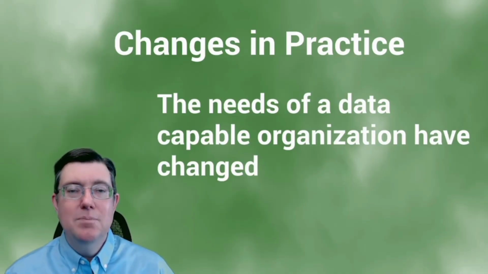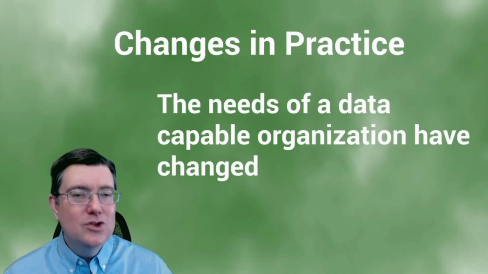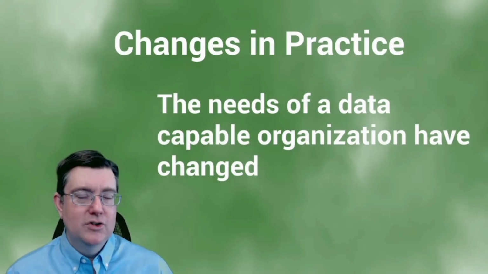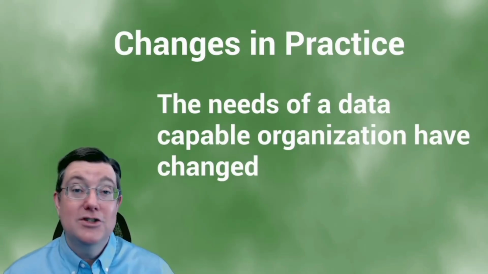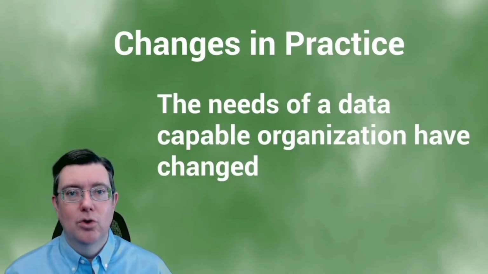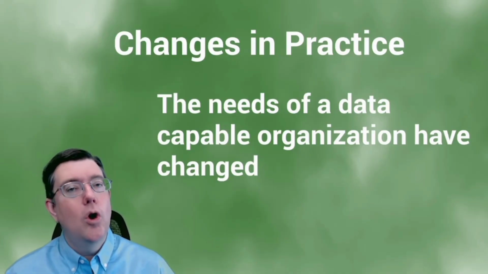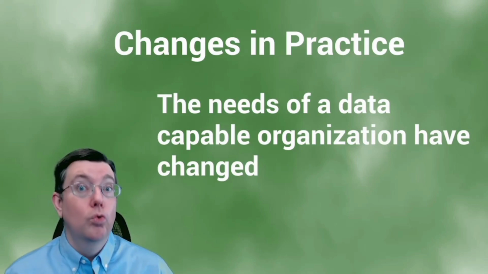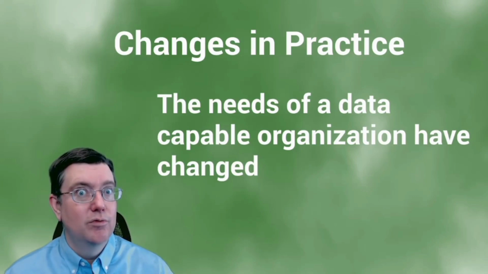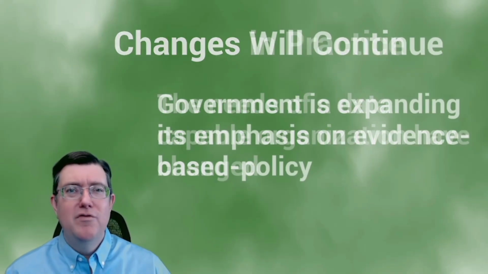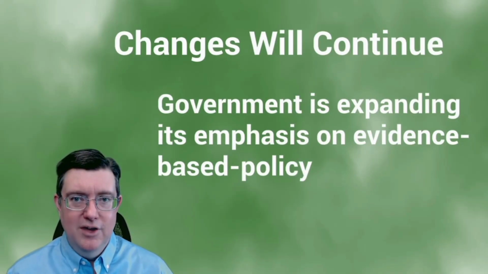Changes in practice mean that what it is to be a data-capable organization shifts. In a compliance world, it just has to be complete. You don't really have to worry about a lot of things around the data as long as it's done. In a quality improvement world, you really have to worry about how good the data is. Does it reflect the real world? Is it of high quality? And this is a very, very different thing.